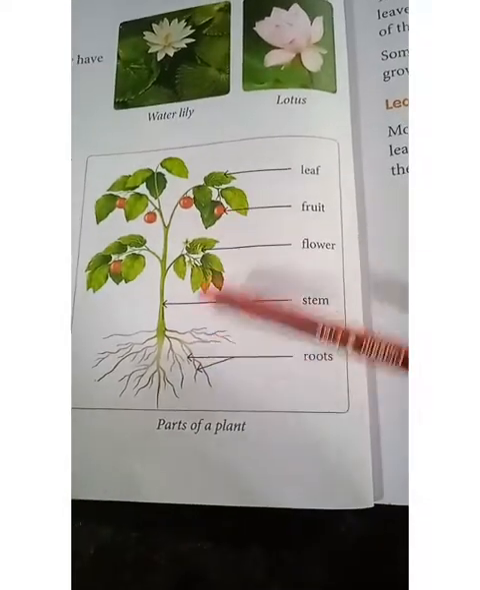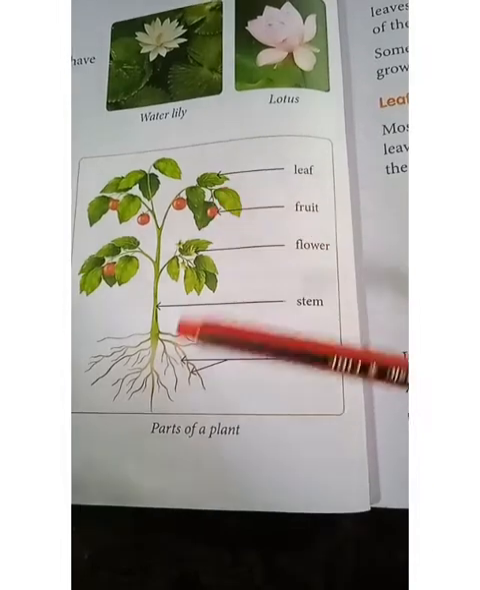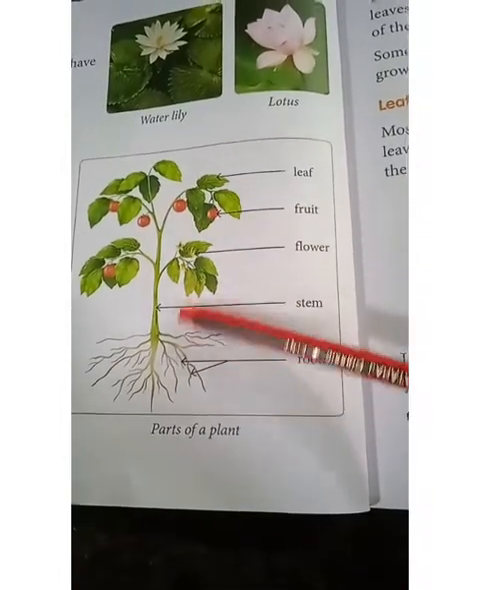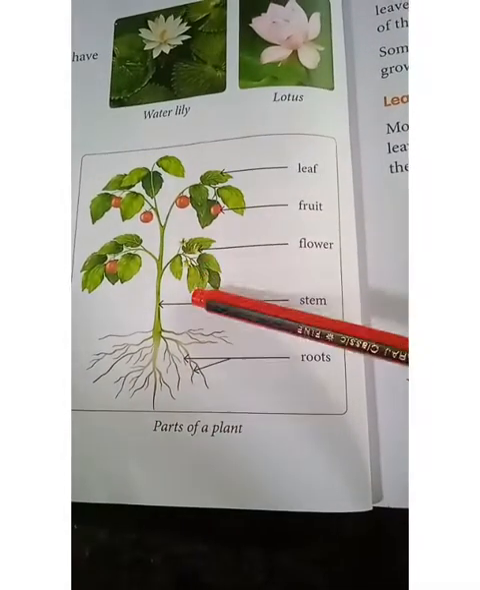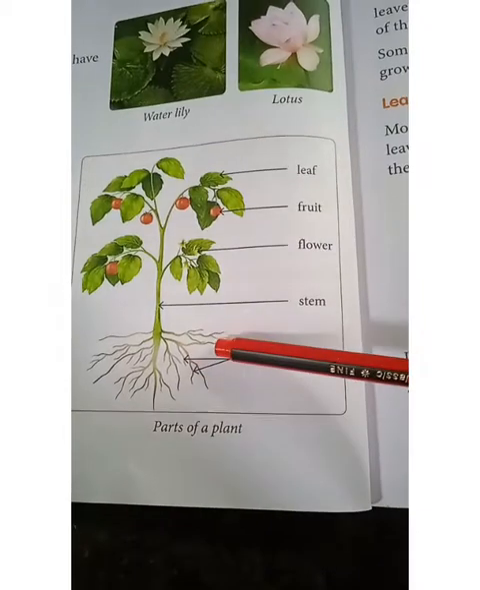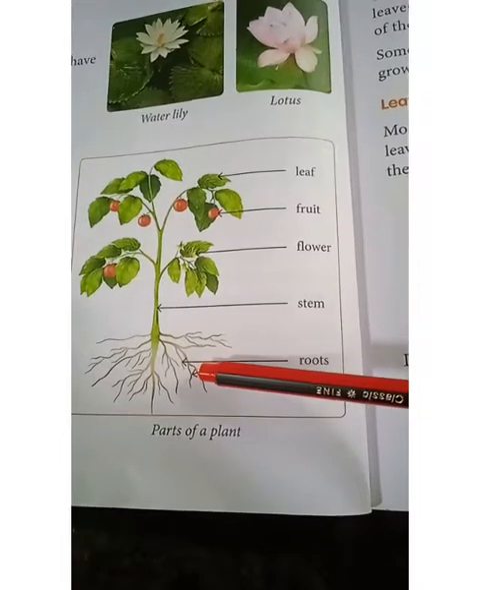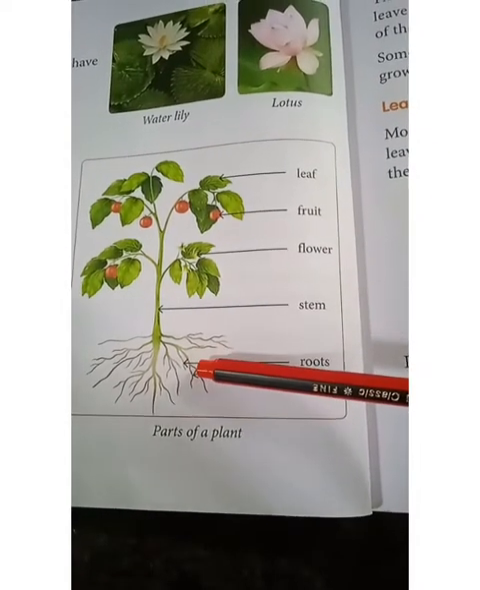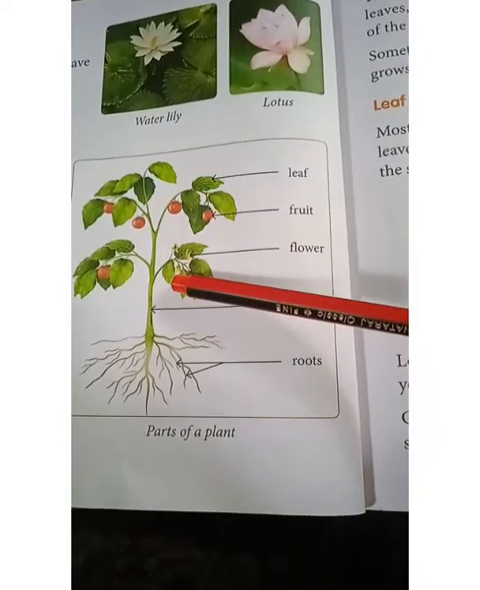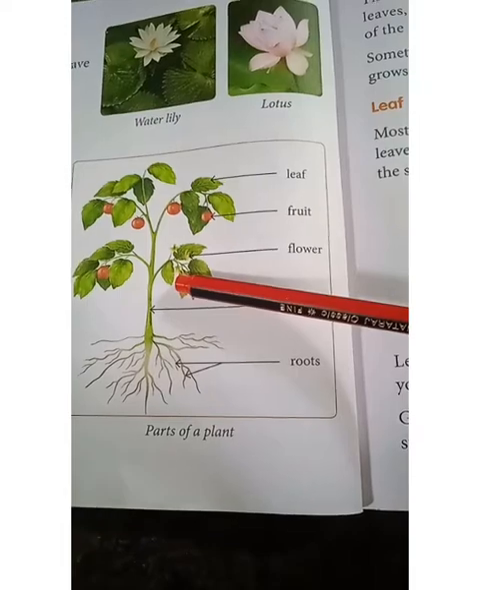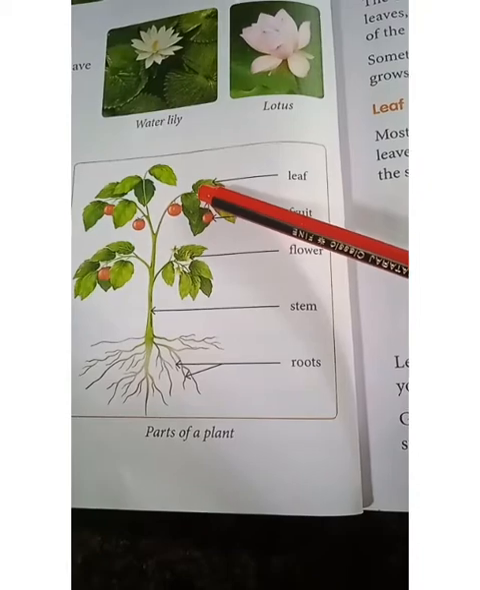So, observe that the plant has two main parts. One is the root part, another one is the shoot part. This is the root part, this is the shoot part. The lower part of the plant that was inside the soil is called the root. The upper part of the plant above the soil is called shoot.